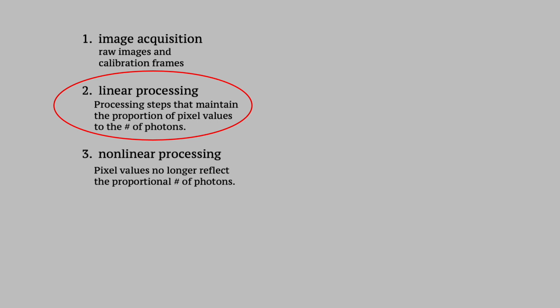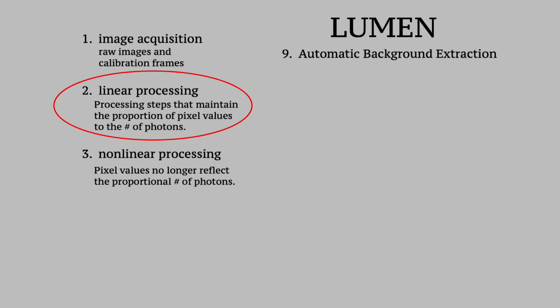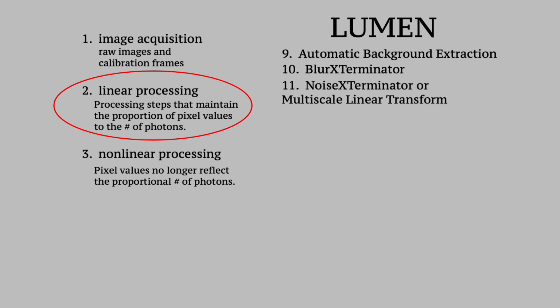So we're going to look at our linear processing, and just for the lumen image. At this point we're going to just be dealing with a single lumen image that we've made from stacking. The first thing we're going to do is even out the background sky by applying automatic background extraction. Then we're going to use Russell Croman's Blur Exterminator to bring out detail, his Noise Exterminator, or we can use PixInsight's native multi-scale linear transform to crush down the noise.